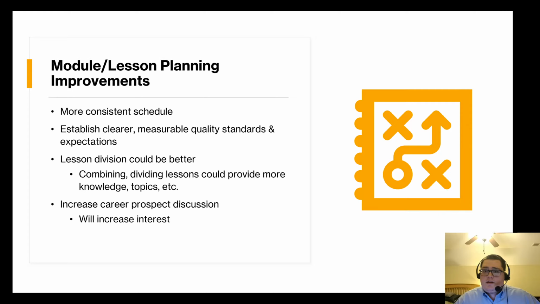Finally, the last improvement that I want to make for the module and lesson planning section is to increase career prospect discussion. A lot of the career prospect discussion that we had was somewhat implied. There wasn't a lot of direct references to it. So I think that increasing that career prospect discussion would increase interest and show students where they can go with a job or college degree in IT or even specifically networking or wireless. I think that overall we need to do a better job at talking about career prospects that are associated with a specific topic.